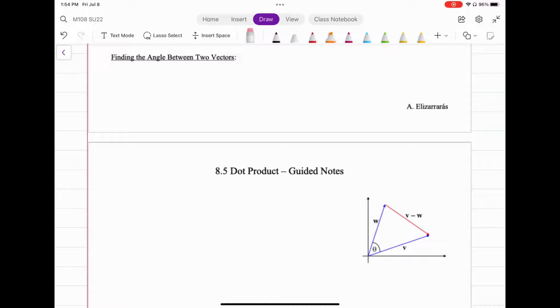Looking at this figure, we have vectors v and w that are tail to tail, connected by an angle theta. Because they're tail to tail, the distance between their tips is the vector difference between vector v and vector w. We can calculate the angle between them, and it's similar to the law of cosines. The way in which we find the angle theta is by taking the inverse cosine of the dot product of vector v times vector w divided by the magnitude of vector v times the magnitude of vector w.